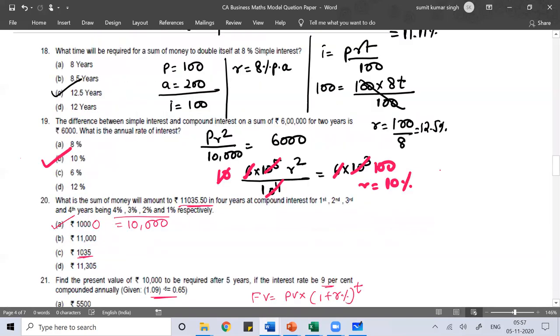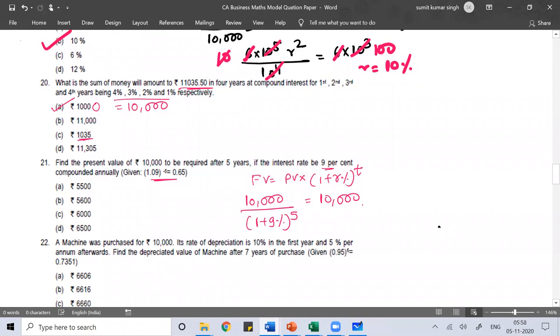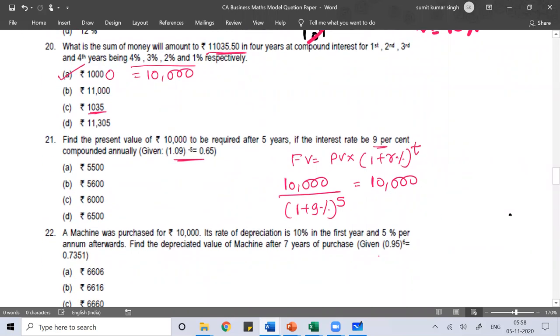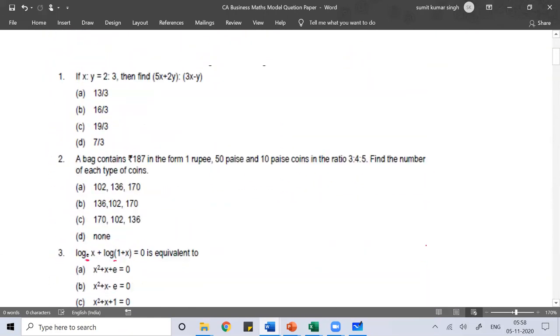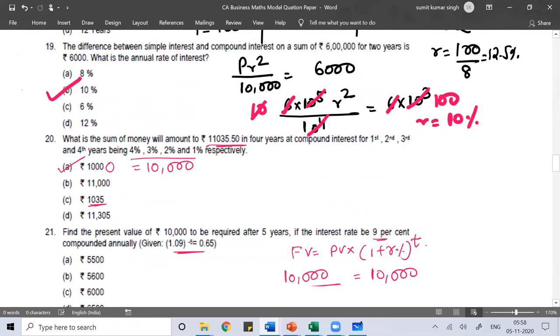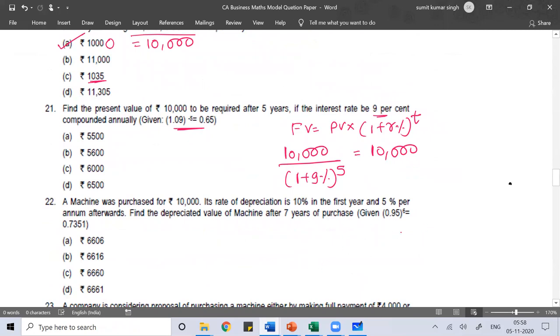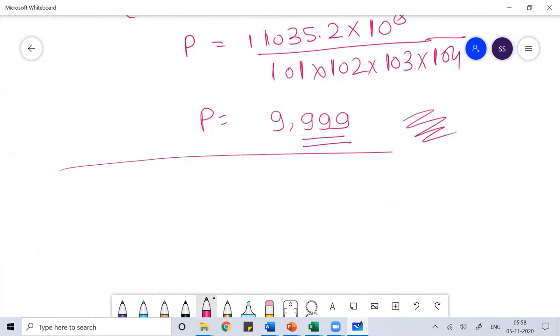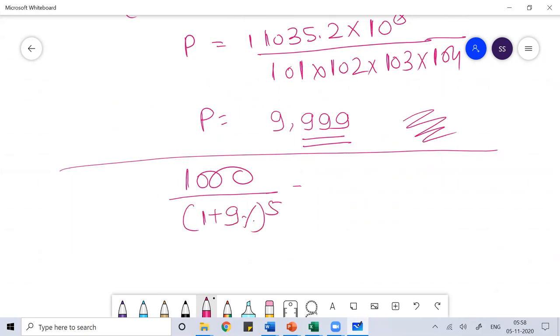Here this is 10,000 divided by 1.09 to the power 5. This is 10,000 divided by 1 plus 9% to the power 5. So 10,000 divided by 1.09 to the power 5.